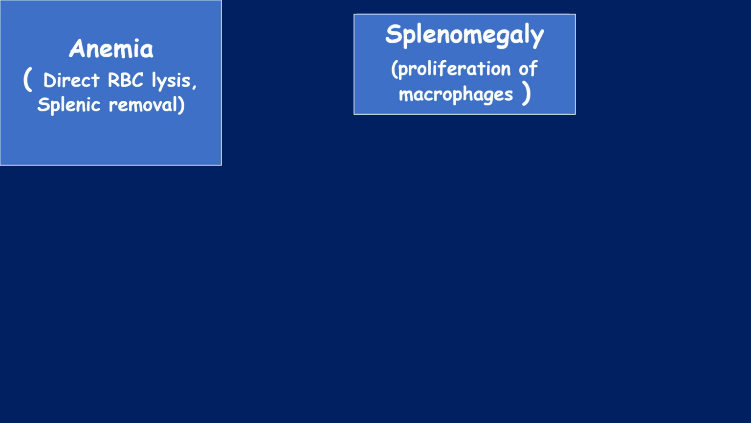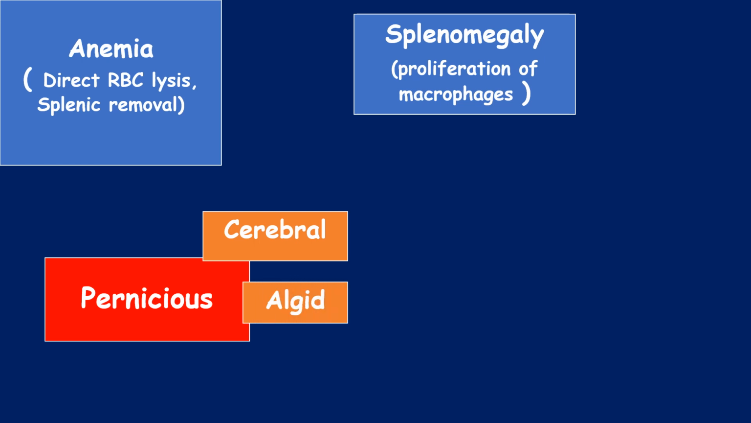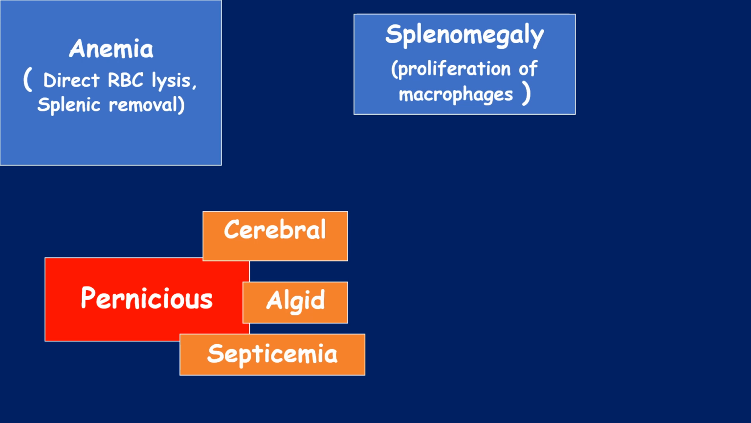We also need to know about pernicious malaria. It is a complex of life-threatening complications seen in some cases of acute falciparum malaria. It is of 3 types. Cerebral malaria, characterized by hyperpyrexia, coma, and paralysis. Algid malaria, characterized by shock. Septicemic malaria, characterized by high fever and involvement of various organs. These complications occur due to heavy parasitic load.